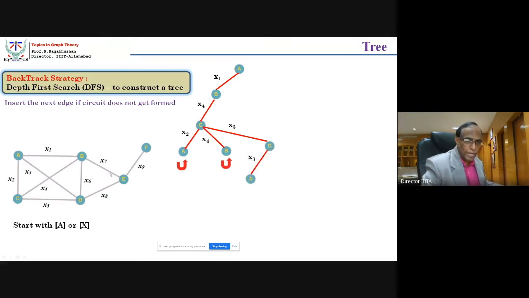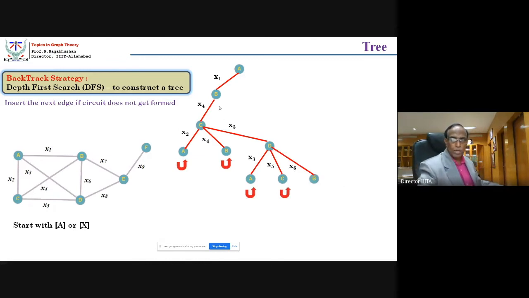When I go to D, I can use X3, and X3 brings me back to A. A is already present. Therefore, it is backtrack. And then X5. X5 is already present here. Therefore, there must be a backtrack. And if you don't take such an intelligent decision of backtracking here itself, you can still take a later decision, because at a later stage you can find that C is repeated. Therefore, you can backtrack.